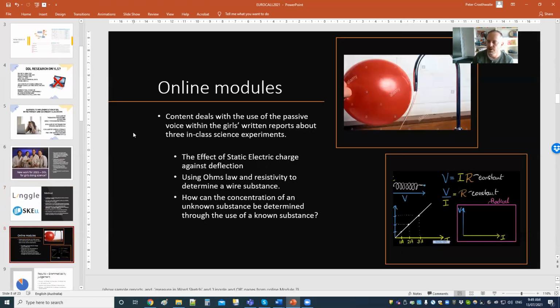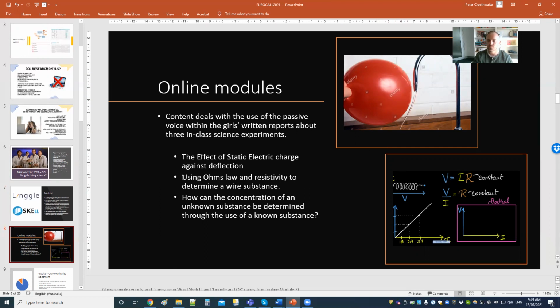So in terms of the online training modules, the girls had to observe and write about 3 different science experiments during the term. The first was about the effect of static electric charge on the deflection of water. As you can see here, when you rub a balloon and then hold it near to running water, the water will deflect from its usual path. And they wanted to see the amount of deviation from that.